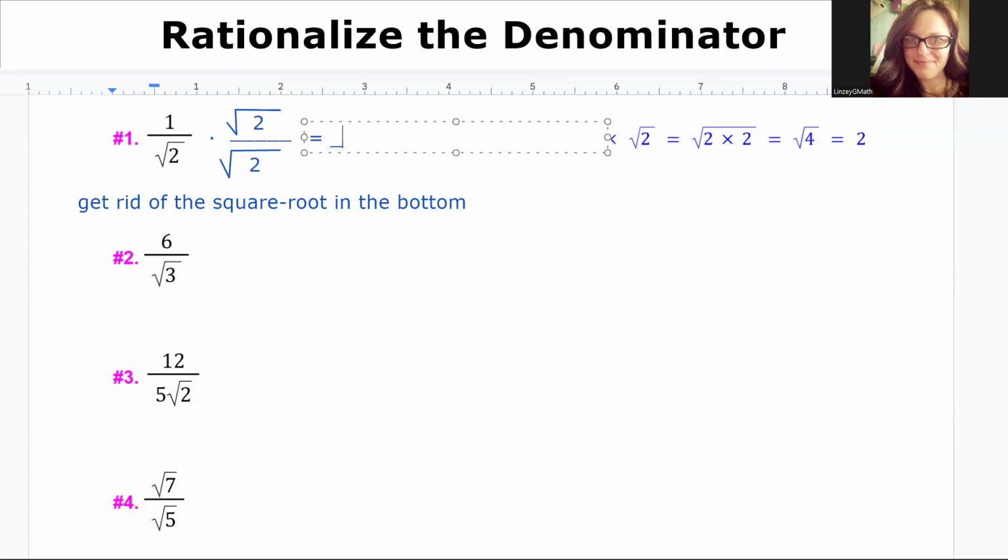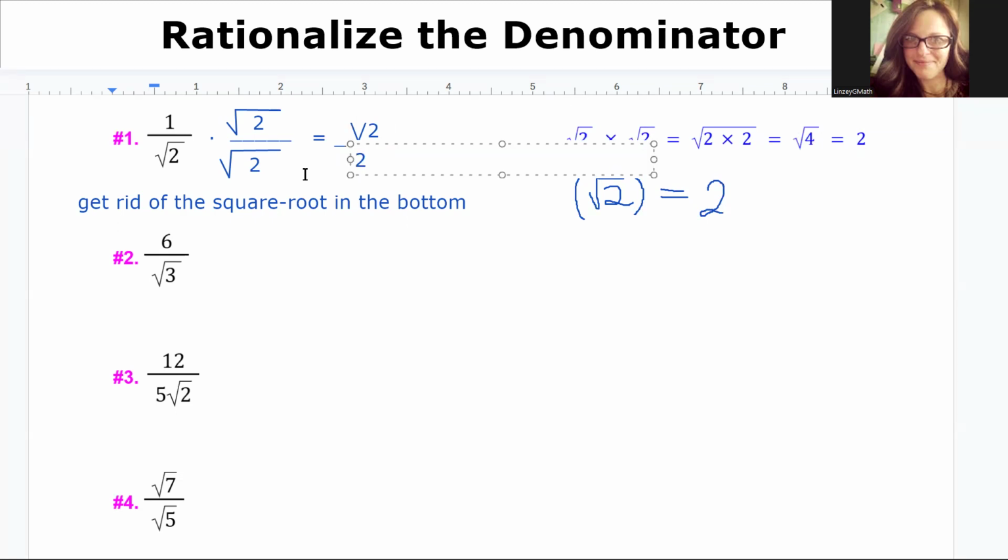And we'll multiply straight across. 1 times the square root of 2 is just the square root of 2. And then the square root of 2 times the square root of 2, you could think of it as the square root of 2 squared. The square root of 2 squared is 2. You can also take a look at it as the square root of 2 times the square root of 2 is equal to the square root of 2 times 2, which is the square root of 4, which is 2. And there we go. The square root of 2 over 2 is rationalized.